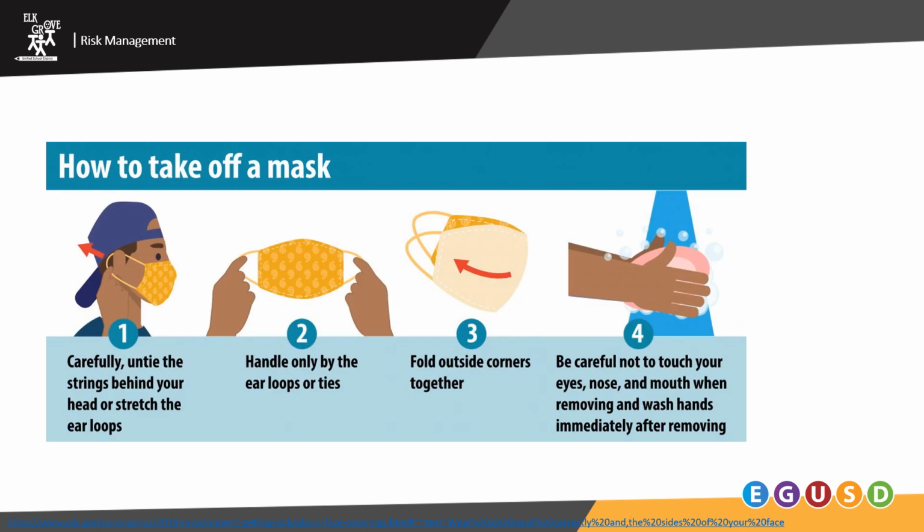How to take off a mask. Step 1. Carefully untie the strings behind your head or stretch the ear loops. Step 2. Handle only by the ear loops or ties. Step 3. Fold outside corners together. Step 4. Be careful not to touch your eyes, nose, and mouth when removing, and wash hands immediately after removing.